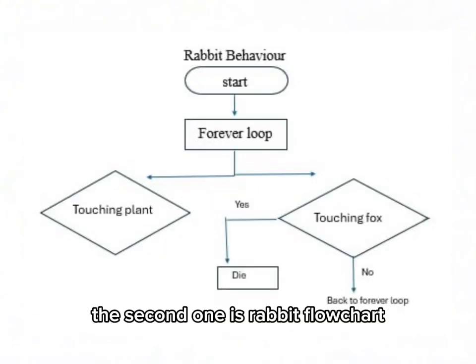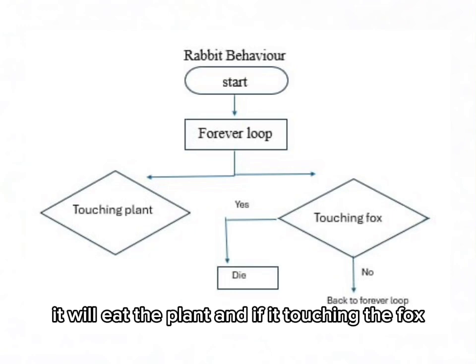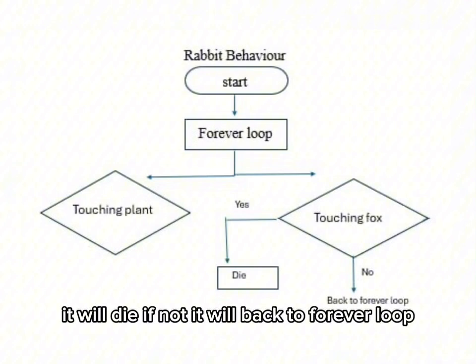The second one is the rabbit flowchart. It starts with a forever loop. If it's touching the plant, it will eat the plant, and if it's touching the fox, it will die. If not, it will go back to the forever loop.